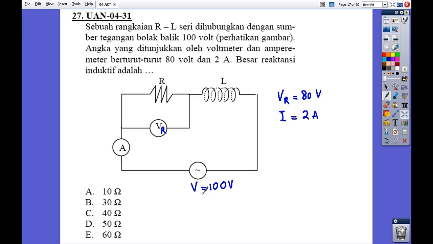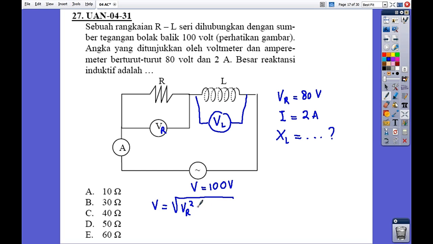So from here we can find VL first, and afterward we are going to find XL, that is being asked, the inductive reactance. Because we know V is the square root of VR squared added by VL minus VC squared. We don't have VC here, that means we don't have a capacitor in the circuit, so this one is 0. So V itself is 100, VR is 80, squared, added by VL squared.